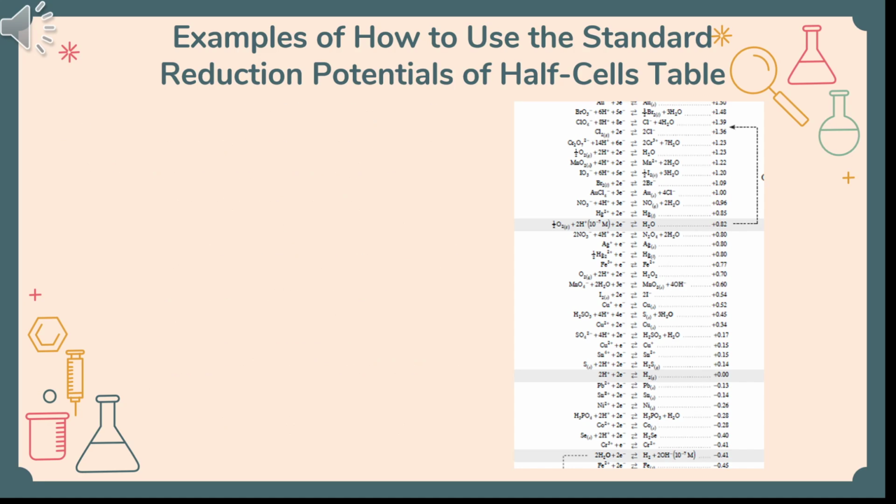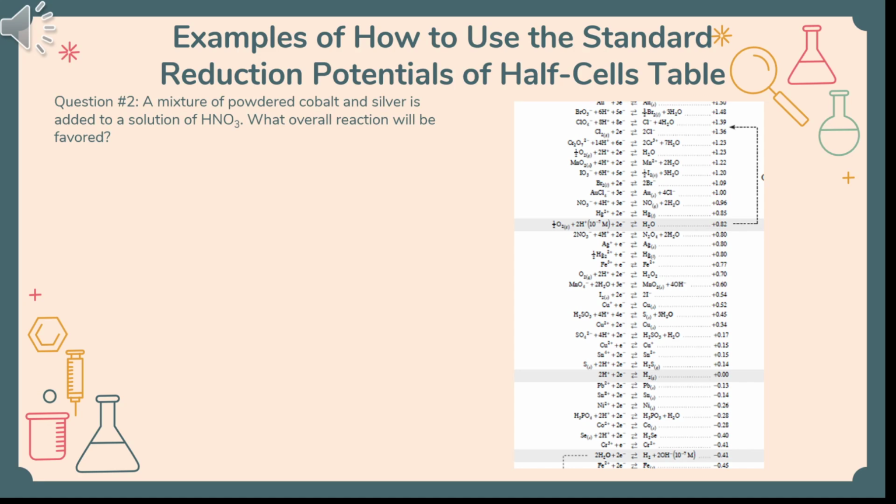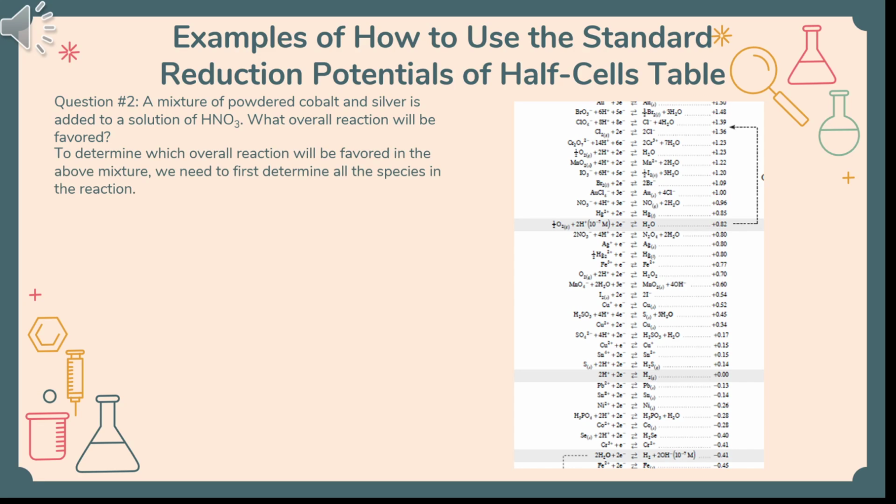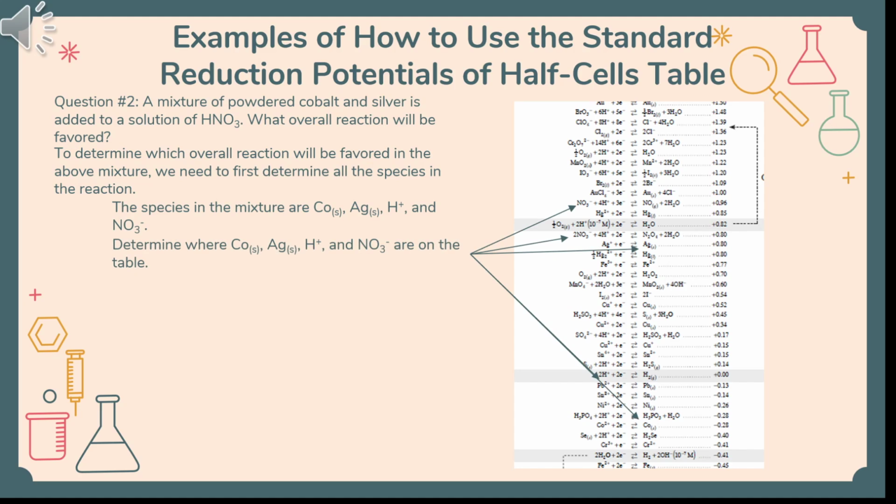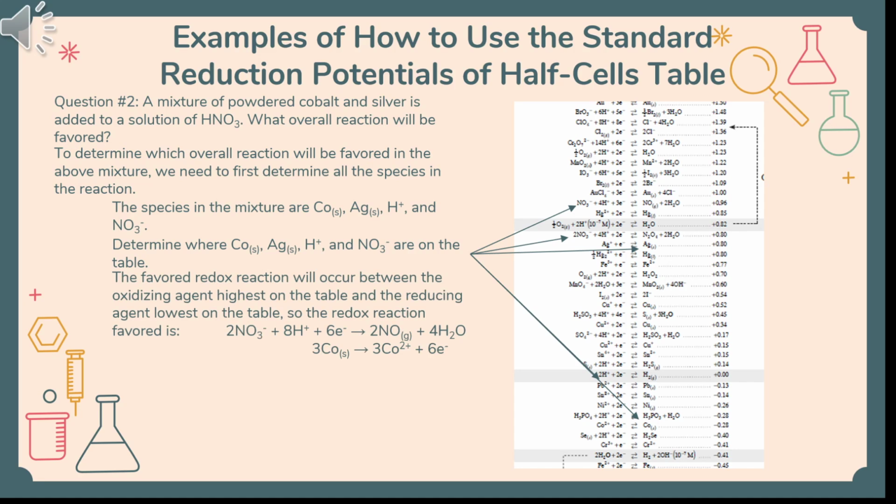Question number 2. A mixture of powdered cobalt and silver is added to a solution of HNO3. What overall reaction will be favored? To determine which overall reaction will be favored in the above mixture, we need to first determine all the species in the reaction. The species in the mixture are Co solid, Ag solid, H+, and NO3-. Next, we need to determine where all these species are located on the table. The favored redox reaction will occur between the oxidizing agent highest on the table and the reducing agent lowest on the table, so the redox reaction favored is listed below.